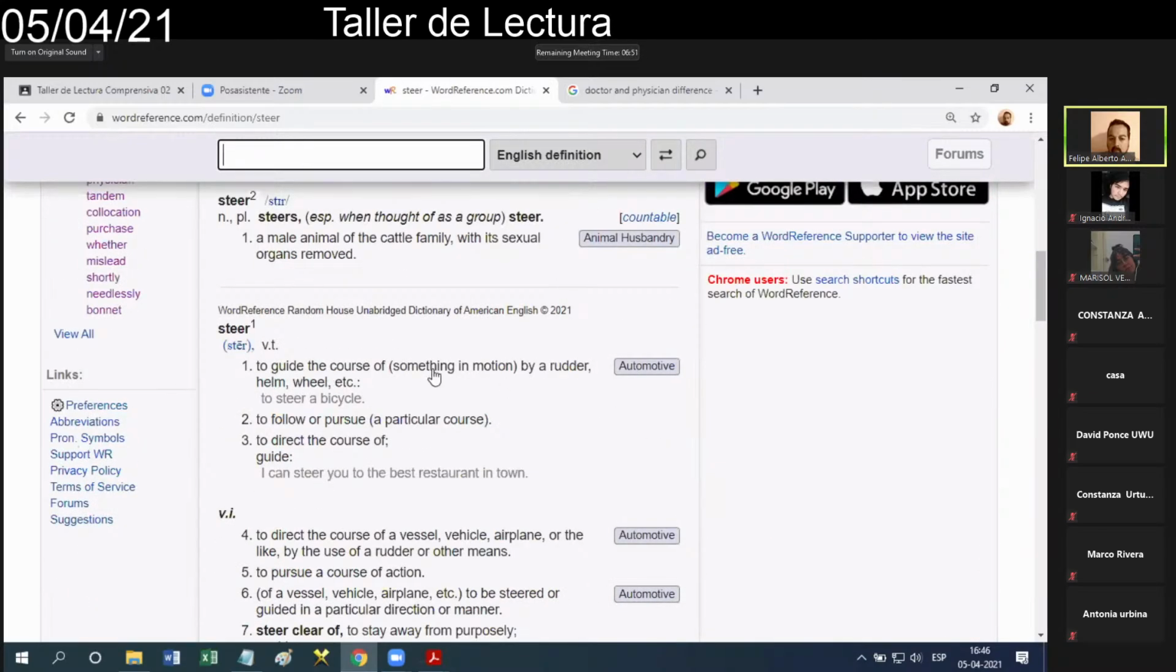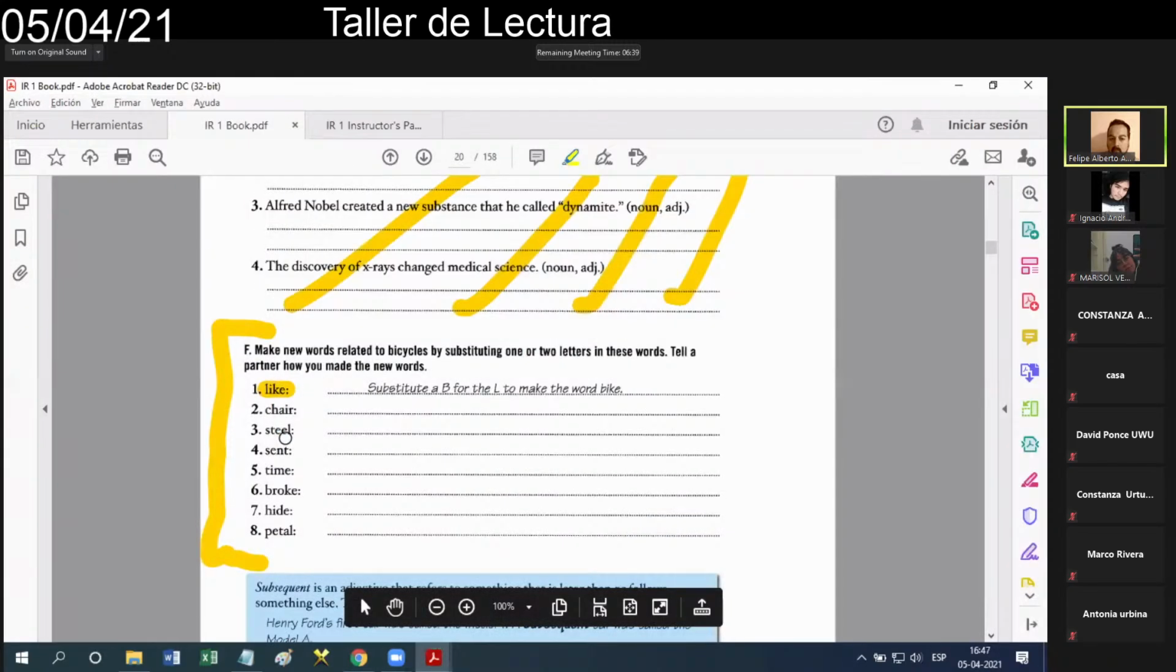To guide the course of something in motion. That's steer, conducir. Never forget that concept. So like, bike, chair, chain, steel, steer, to steer a bike. Number 4, scent, piece of cake. Scent.